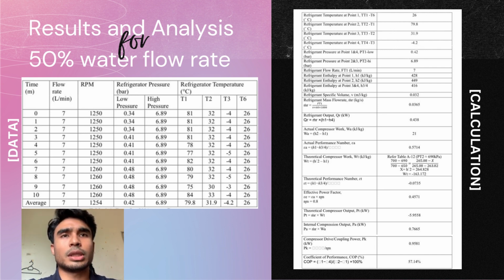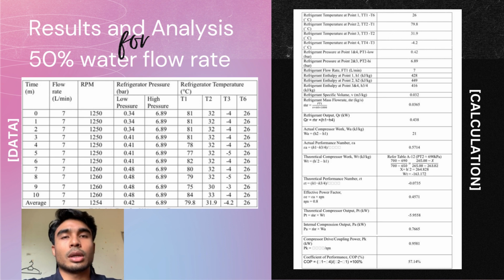Then for refrigerant pressure at points 1 and 4, we take the average for low pressure. Then at points 2 and 3, we take the high pressure. Then we move to the enthalpy points. For the refrigerant enthalpy at points 1, 2, and 3, I use the P-h diagram to get the values for these points.